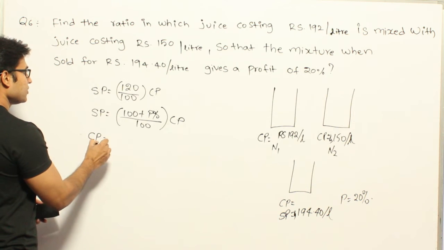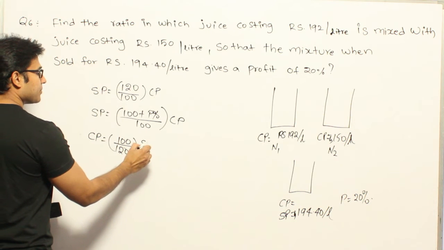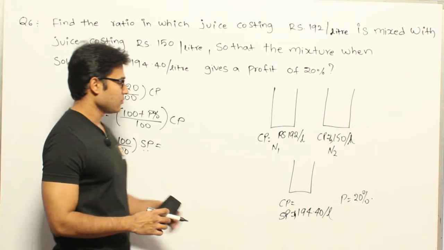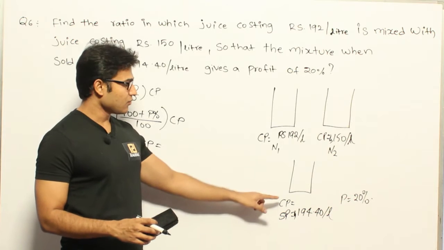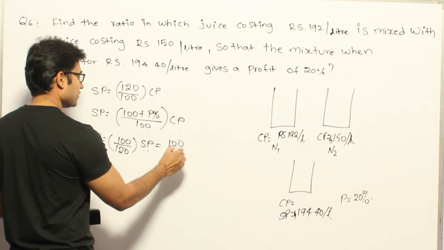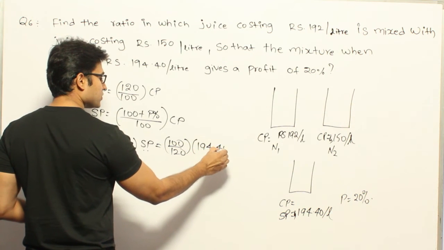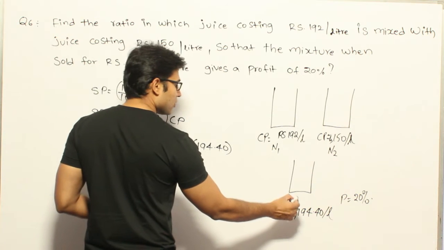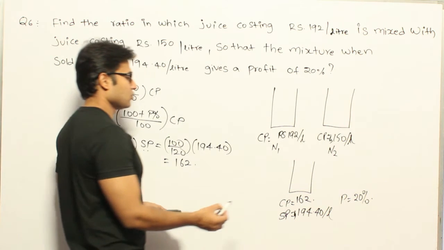So cost price will be equal to 100 by 120 into selling price. Now they are saying that when we sell the juice at 194.4 rupees, then we are making a profit of 20%. Then what should have been this cost price? So it is 100 by 120 into 194.40. If you compute it, you are going to get 162. Got it? So you are going to get 162 here. Right? It is rupees per liter.